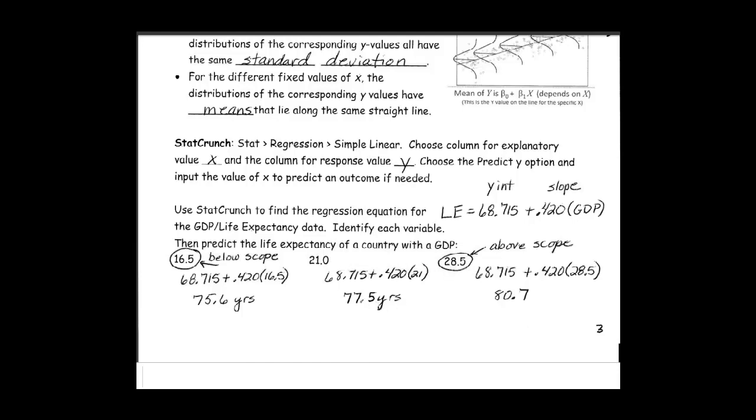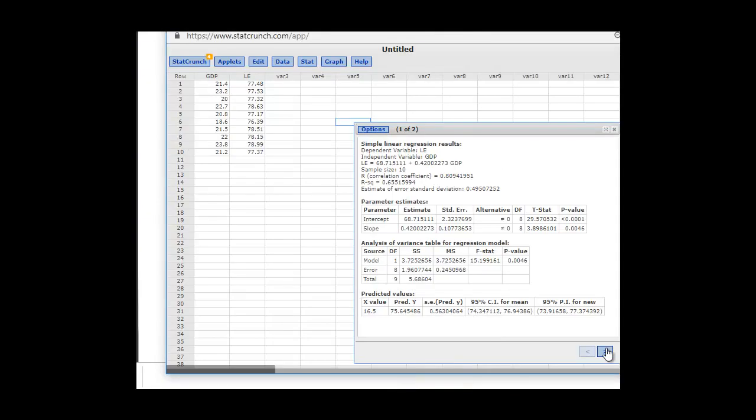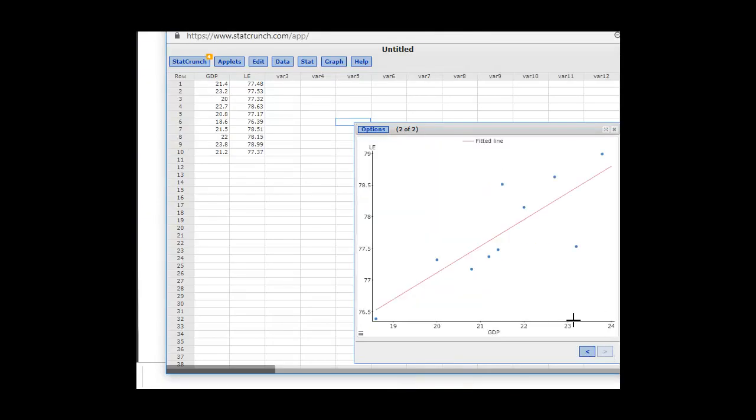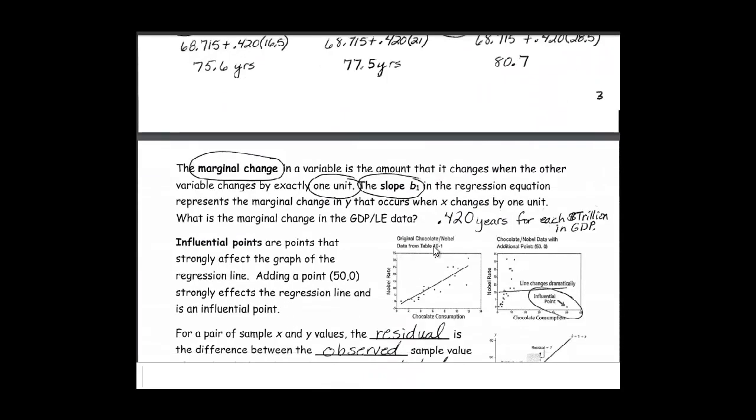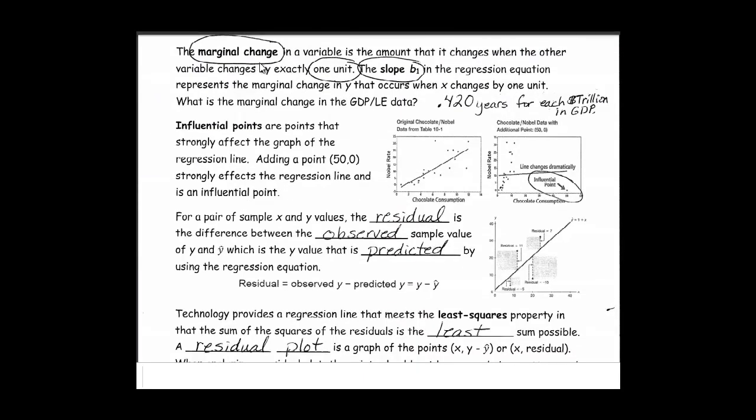So if I go back to my graph here, I can see 28 fell out here, but 20 fell in this range. It's not usually a good idea to use the equation to project below or above the scope of your graph or your original data. Okay, so we use that, and then I'm going to come over here and talk about how we can interpret the slope.